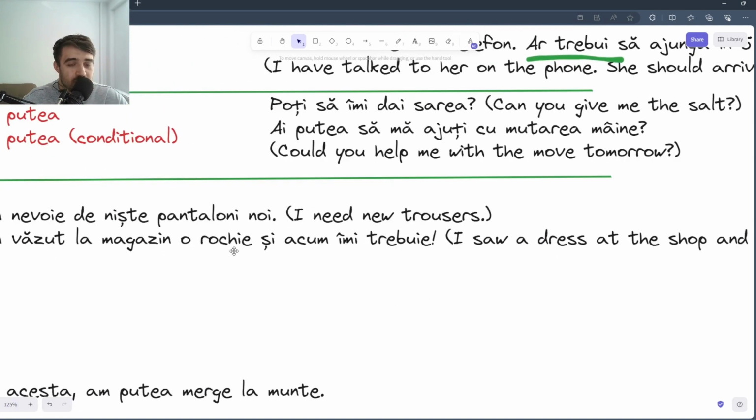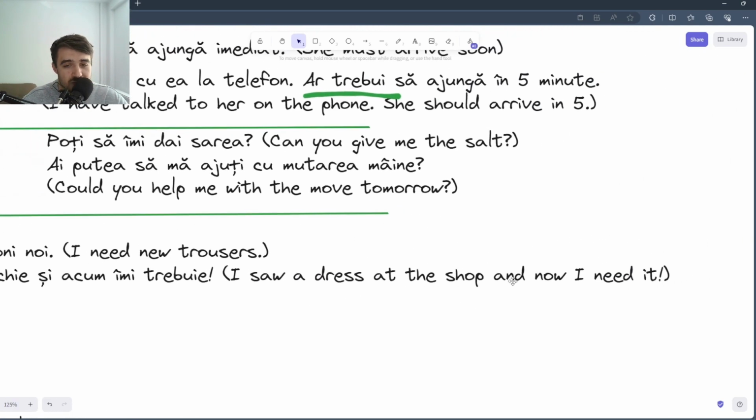So, am văzut la magazin o rochie și acum îmi trebuie. I saw a dress at the shop and now I need it.